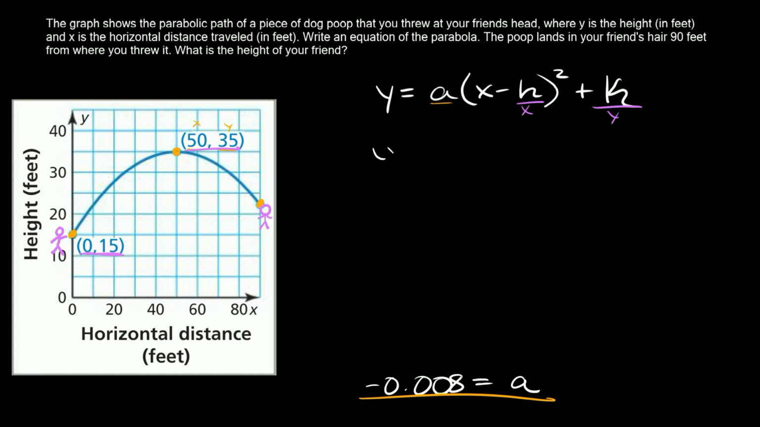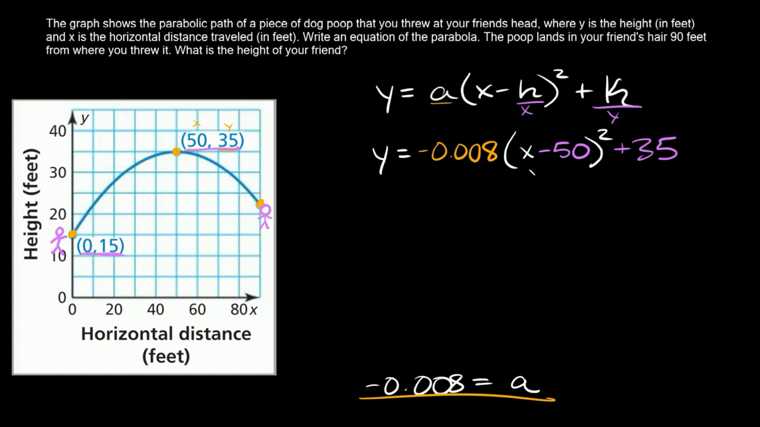Okay, so then here we're going to get that y is equal to a, which is negative 0.008, and then in parentheses, x minus h. So again, our x coordinate is 50. So we're going to write that as x minus 50 squared, and then plus our y coordinate, 35. So plus 35 at the end like that. Okay, so this is the equation of the parabola.